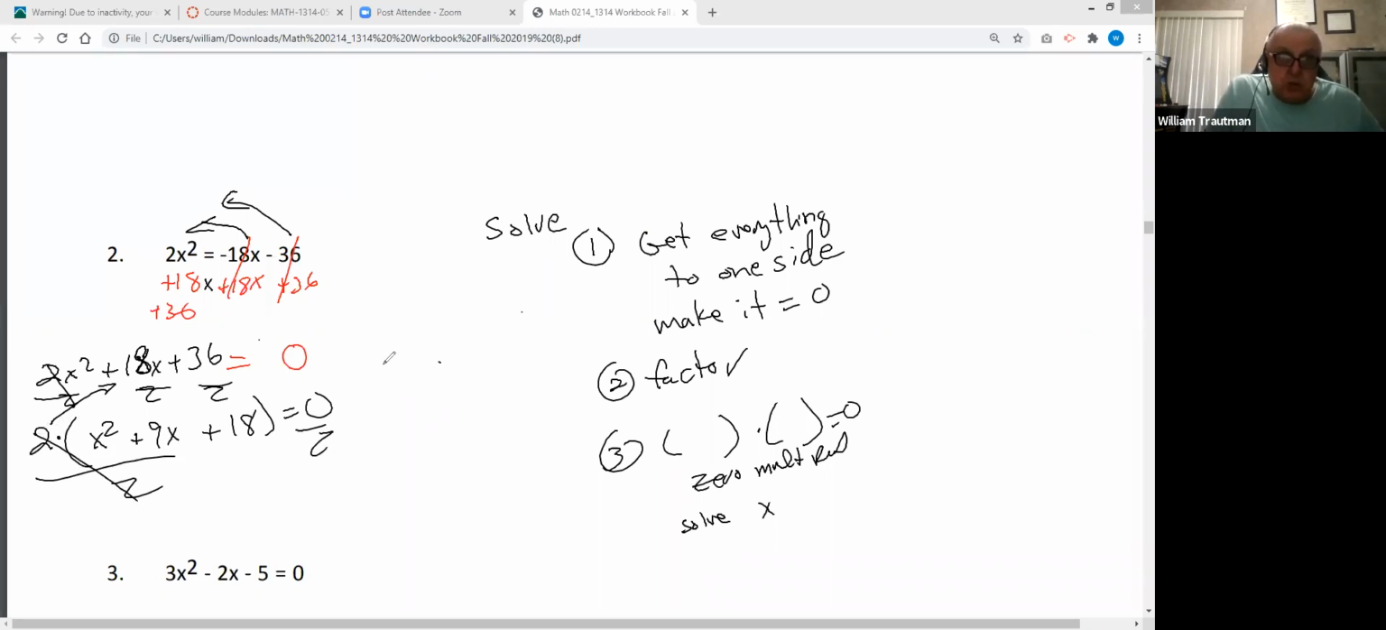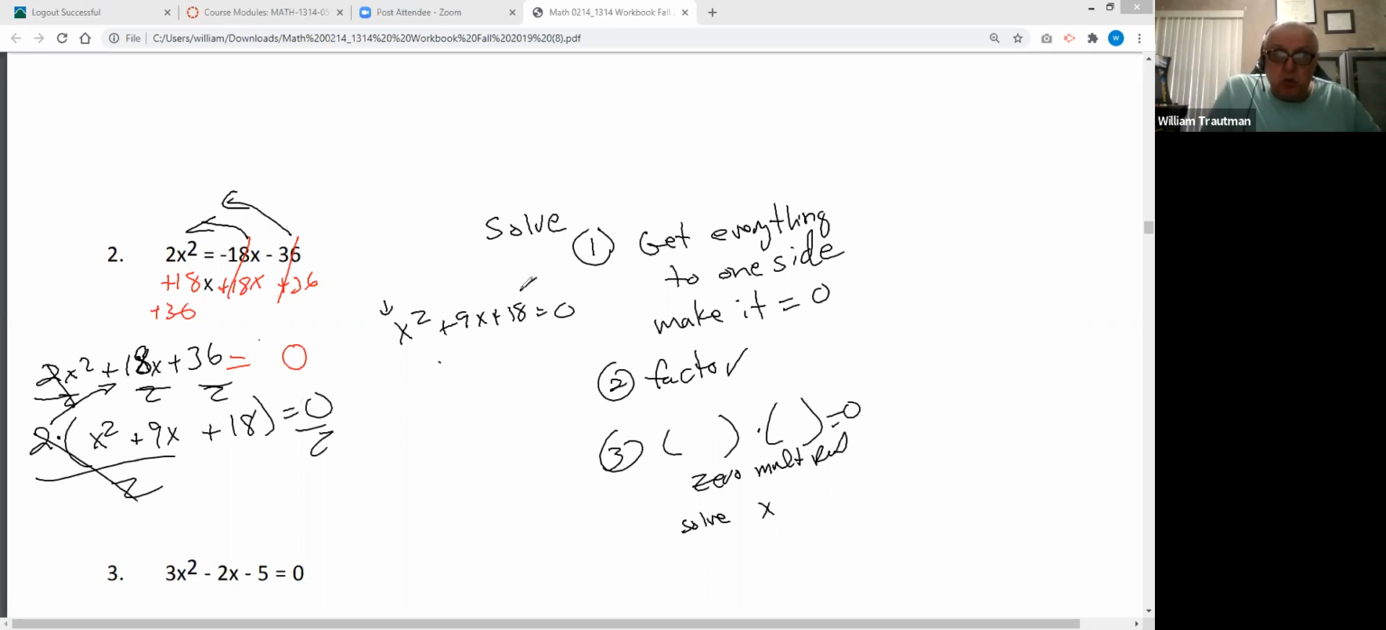And I'm left with this, because 0 divided by 2 is still 0. Do you see? So we're left with this factoring. And it's an easy factor because the number in front of x squared is 1. When we factor out the GCF, now we're 1.